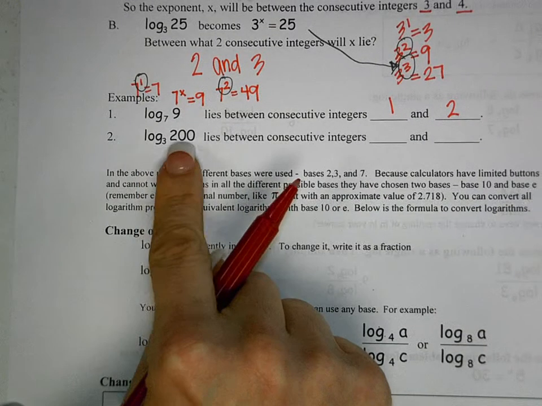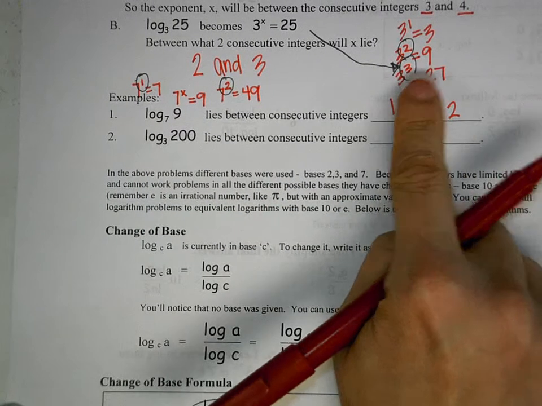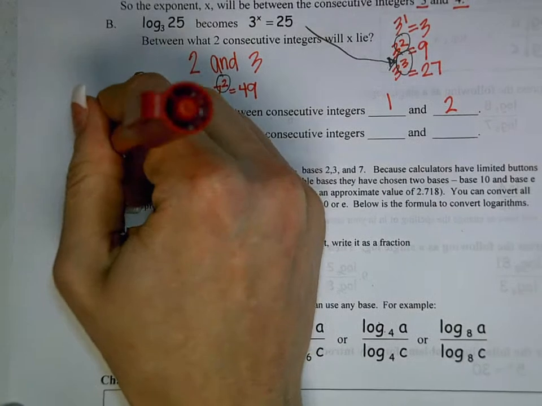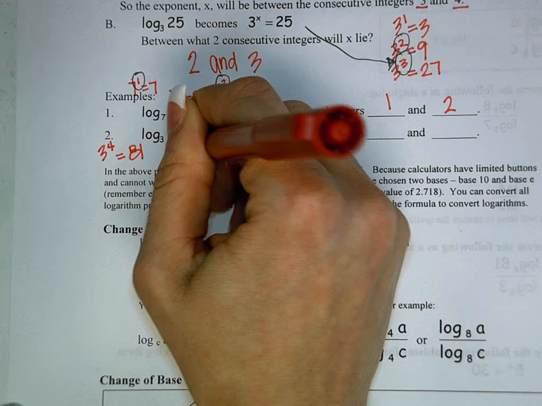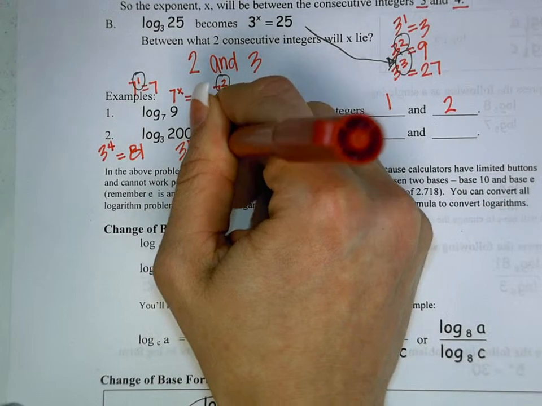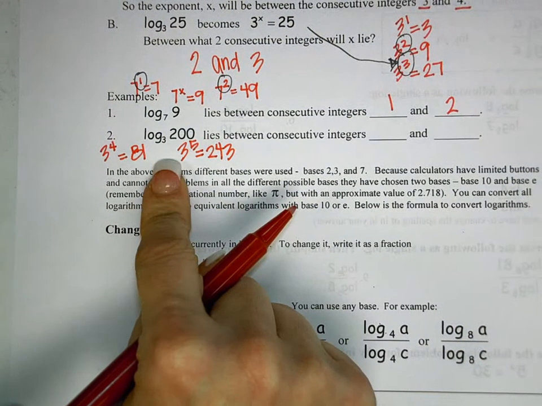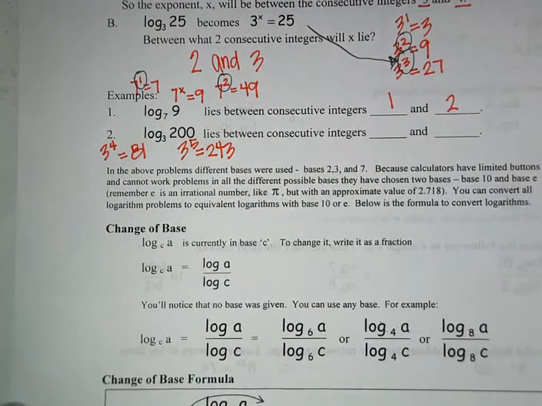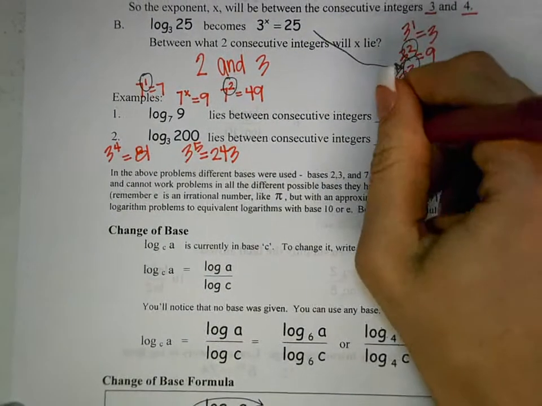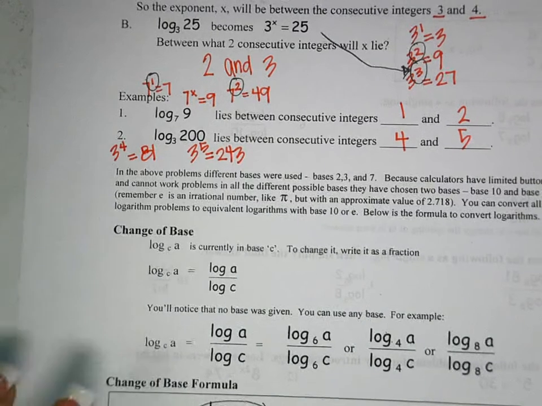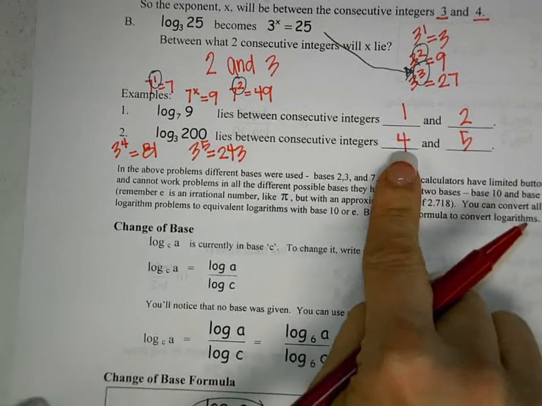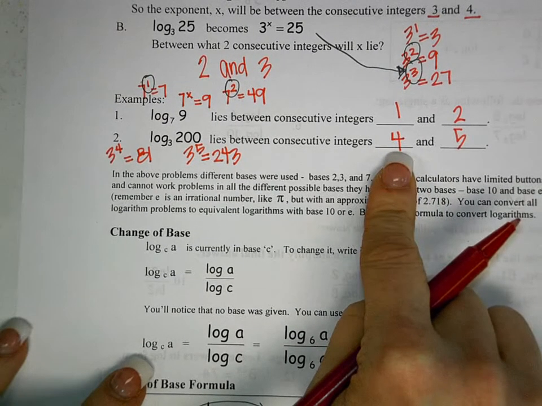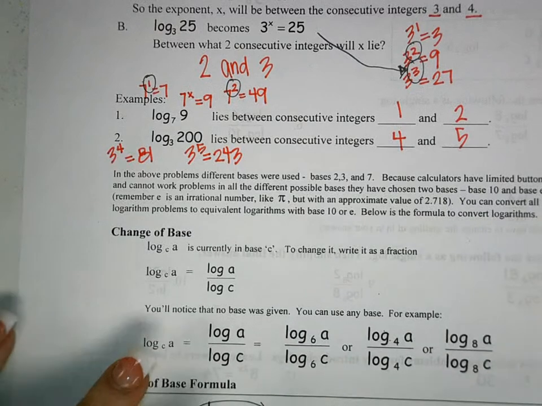How about log base 3 of 200? We know that 3 to the third was 27, 3 to the fourth is 81, and 3 to the fifth is 243. So 200 is right in between that. Between what consecutive integers is the exponent? 4 and 5. There will be some like this on your quiz today, I think just 1 or 2 of them. If we were asking about the exponent value, it's between 4 and 5. I'm not asking you for an exact value. It's just about approximating.